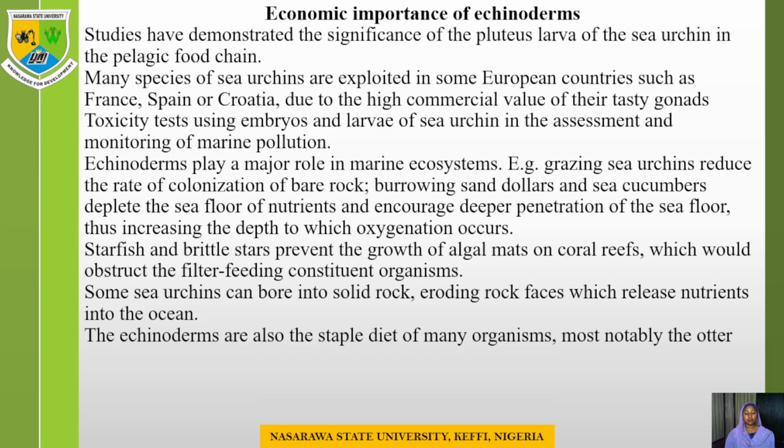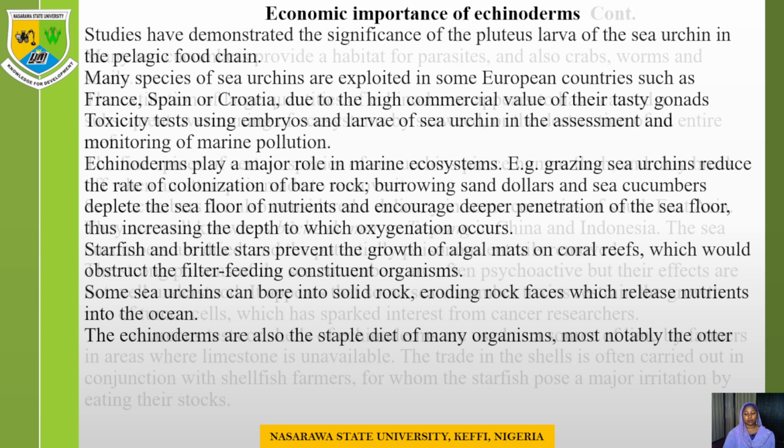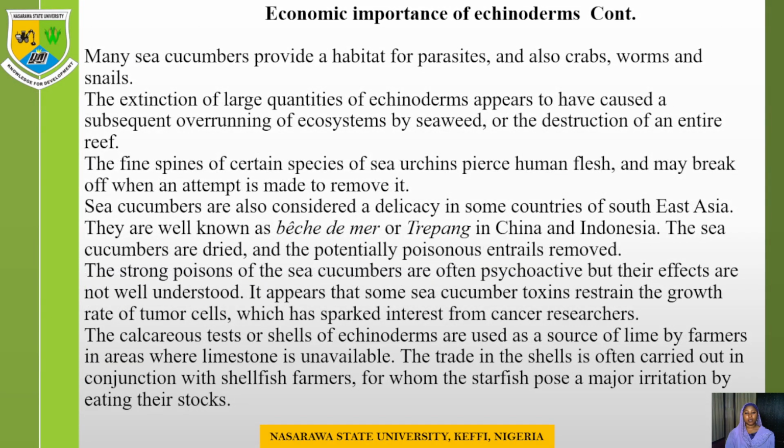The echinoderms are also the staple diet for many organisms, most notably the otter. Many sea cucumbers provide a habitat for parasites and also crabs, worms, and snails. The extinction of large quantities of echinoderms appears to have caused a subsequent overrunning of the ecosystem by seaweed or the destruction of an entire reef.